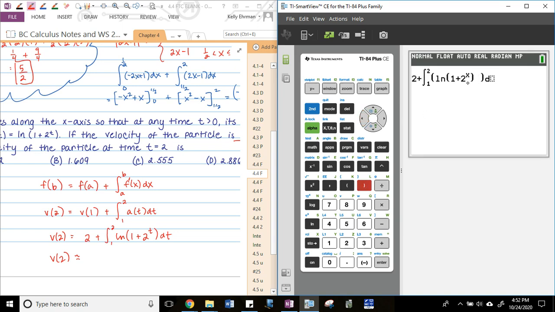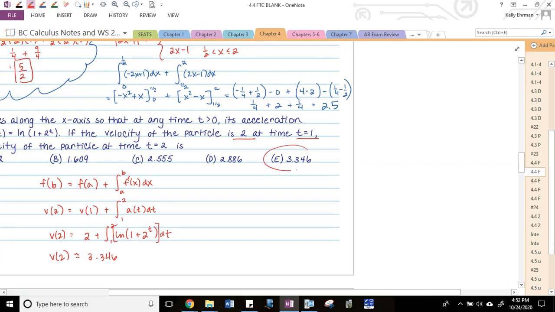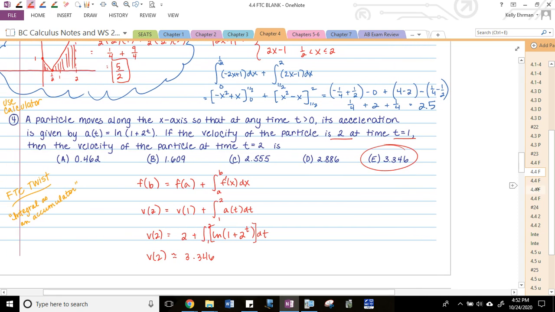I needed to close parentheses around the natural log because this parentheses is just the big one that we have right here. And then that needs to be an x as well. So this is already 2 plus that value. So this is 3.346. Let's see if that's one of our choices. Yeah. All right. So you're still using FTC. It's just that you've rearranged it to solve for either f of b, or you could also do the same thing to find f of a.